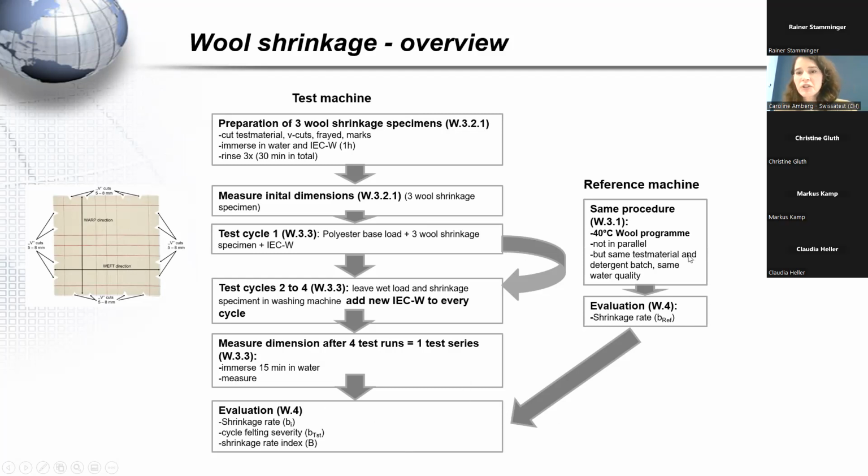In the reference machine, you do not have to run the test in parallel, but you should just do it once with the same test material, detergent batch, and water quality. And then at the end, you get a shrinkage rate index, which is, as we know it, a ratio between the shrinkage of the test machine and the reference machine.